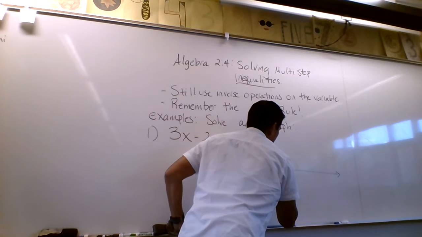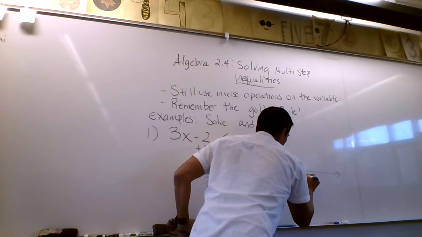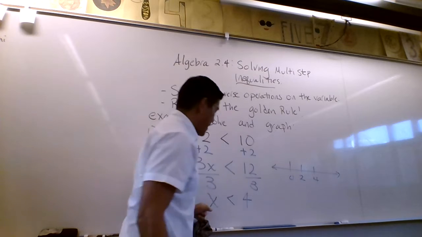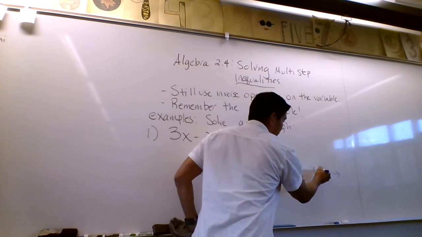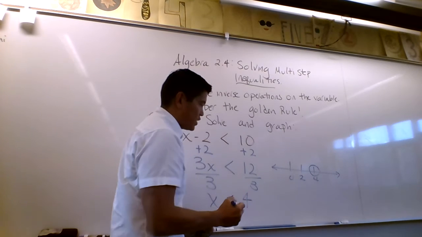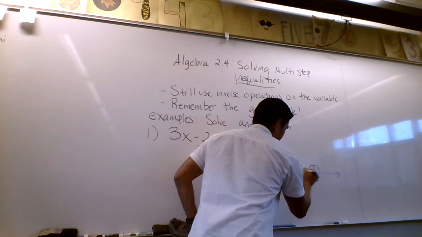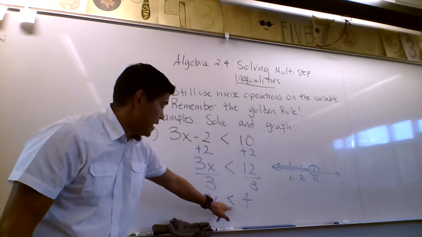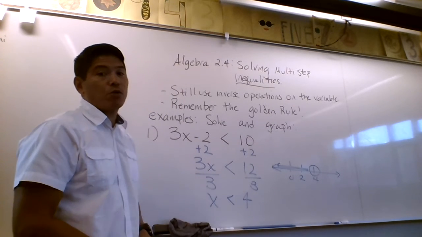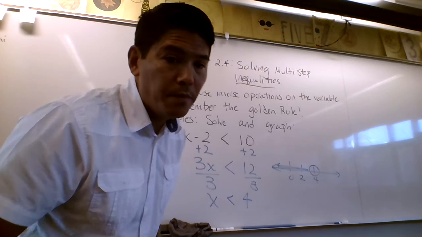So now we can make our graph as well. I'll go by 2's on my number line. x is just less than 4. So at 4 on my number line, I'll make an open circle since 4 is not included, and then fill in everything to the left of that. The variable is on the left here, and the inequality tells you which way your arrow should be on the graph.